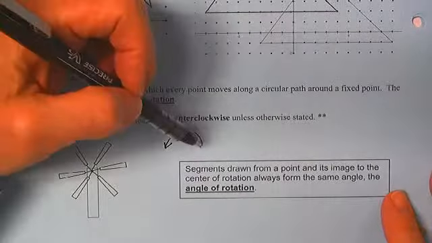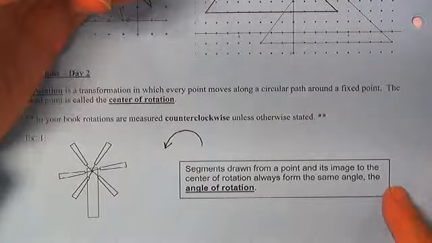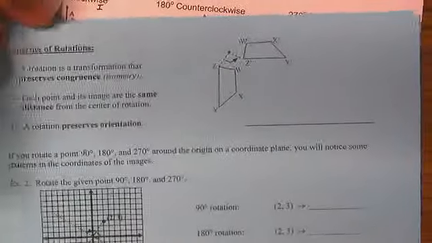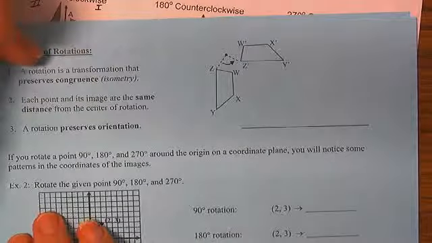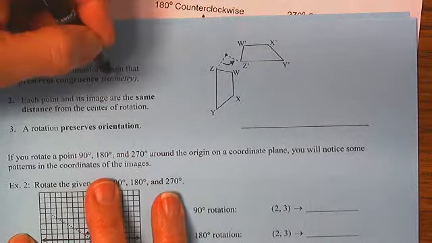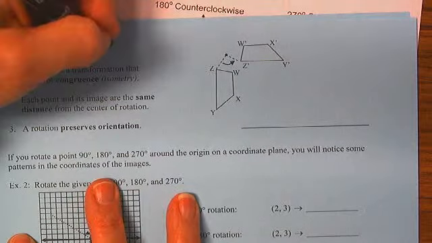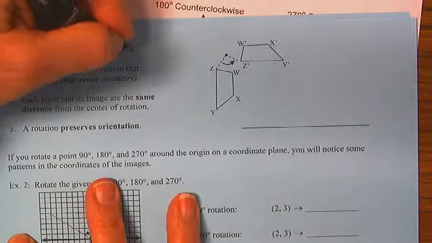We start from a point. We always form a particular angle. Okay. The shape does not change.